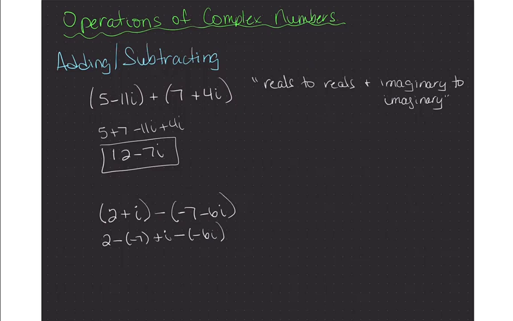So this would give us what? 2 plus 7, plus i plus 6i. So 9 plus, how many i's do we have today? We have 7i's.